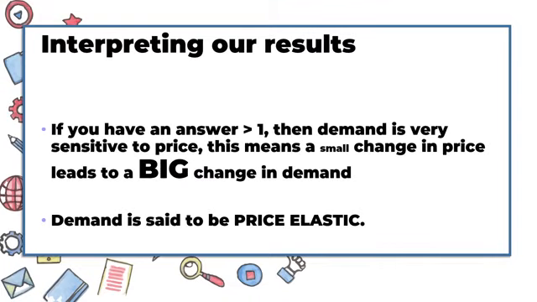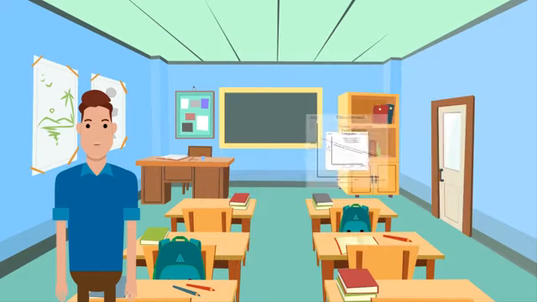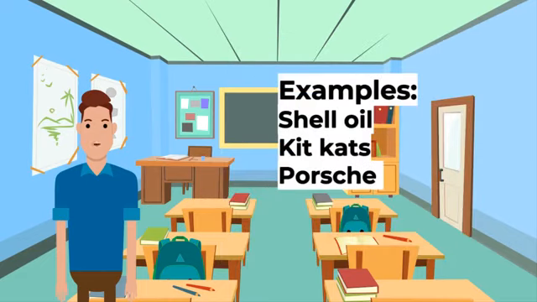When we interpret our results, if we have an answer that is greater than 1, then demand is very sensitive to price. This means a small change in price leads to a big change in demand. This demand is said to be price elastic. In this example of elastic demand, a price rise of 20% has led to a 50% decrease in quantity. The PED is 2.5. Examples of these types of goods usually have substitutes. Examples are Shell oil, Kit Kat chocolate bars, and Porsche sports cars.